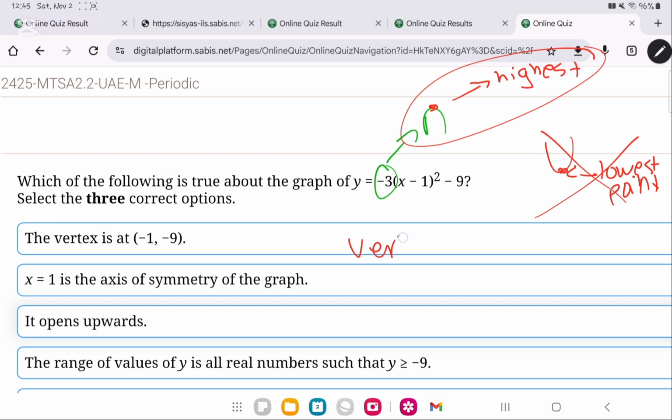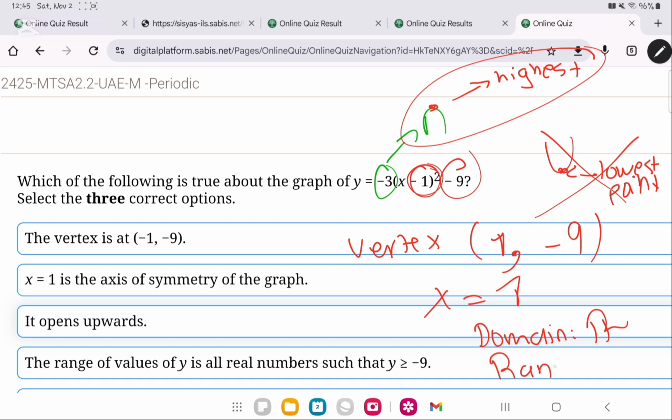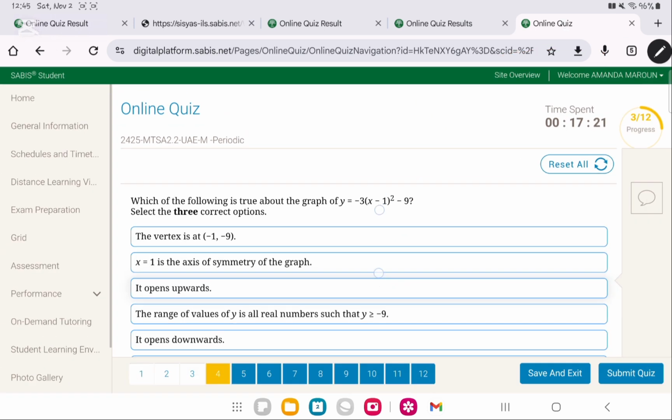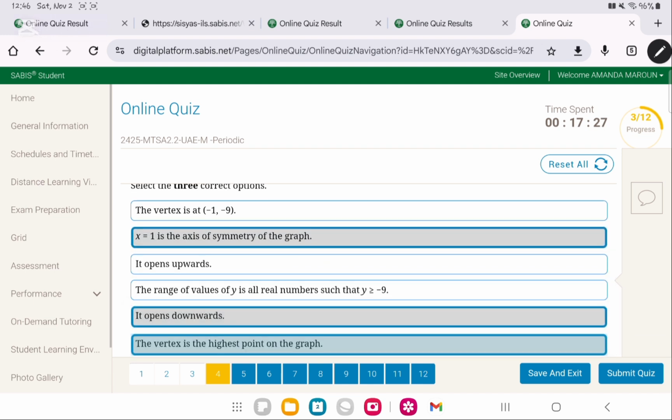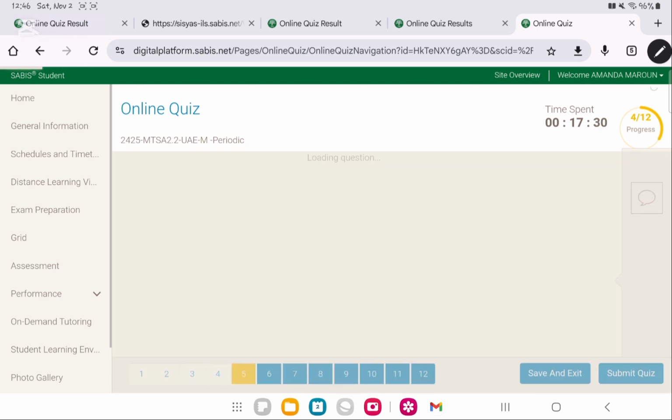Next thing we can find is the vertex. Our vertex is the opposite of h, so it's going to be 1, and k exactly as it is, -9. And the axis of symmetry is x equals the opposite of h, so x equals 1. And our domain is all real numbers, and our range, since it's opening downwards, is y is less than or equal to -9. Now that we have all our points, let's choose them. We have x equals 1 is the axis of symmetry. It opens downwards, and since it opens downwards, the vertex is the highest point on the graph.